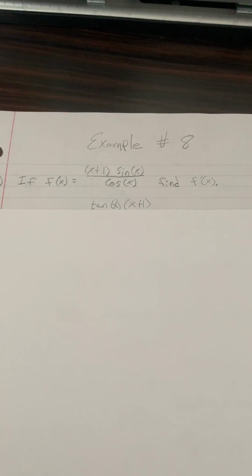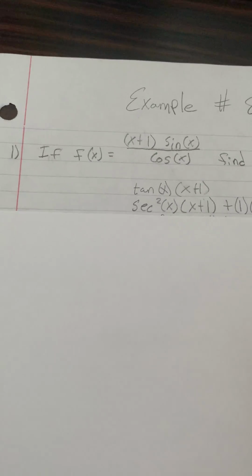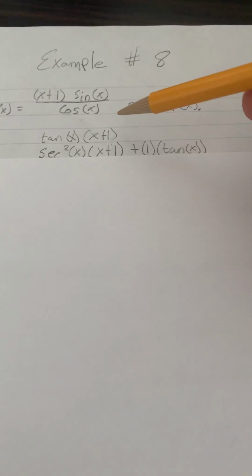So first, when we simplify it down, it's just going to be tangent x times x plus 1. And then when we take the product rule, we have to take the derivative of the first. So since we know the derivative of tangent is secant squared, we multiply that by just the second function. So we have secant squared x times x plus 1. Plus, then we take the derivative of the second function, which the derivative of x is just 1, and then the derivative of a constant is 0, so we just get 1.